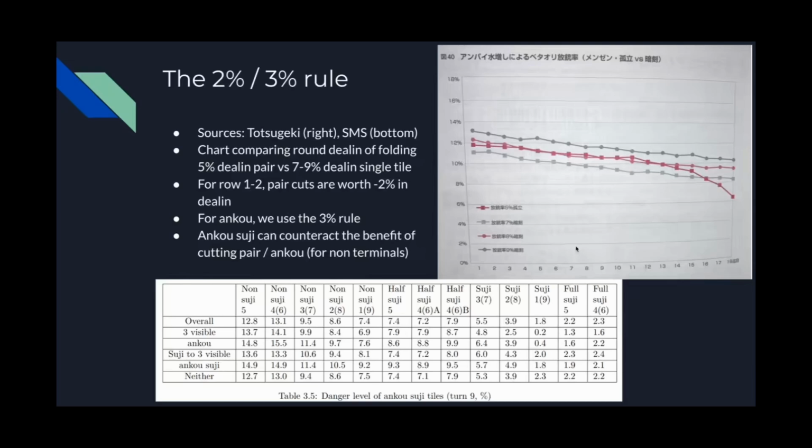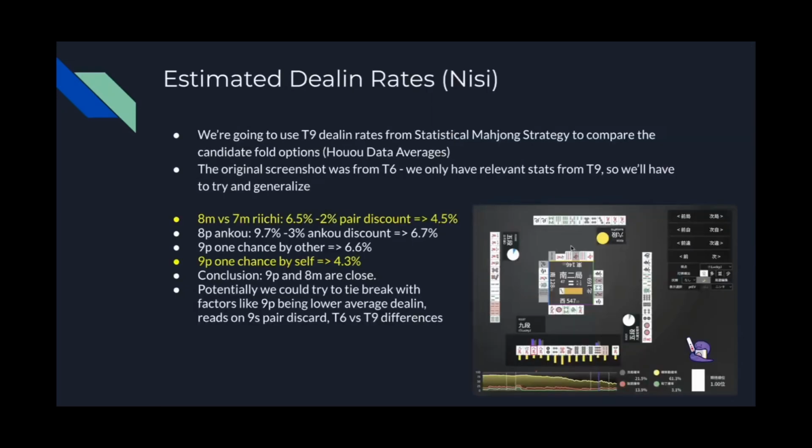So in the next slide, I went through all the stats and I calculated the numbers based on the 2% and 3% rules. So 8M versus 7M Riichi. 8M Dealin is 6.5% without the pair consideration, and we subtract 2 to get 4.5. The 8-pin Onko is 9.7, and then we subtract 3 to get 6.7.